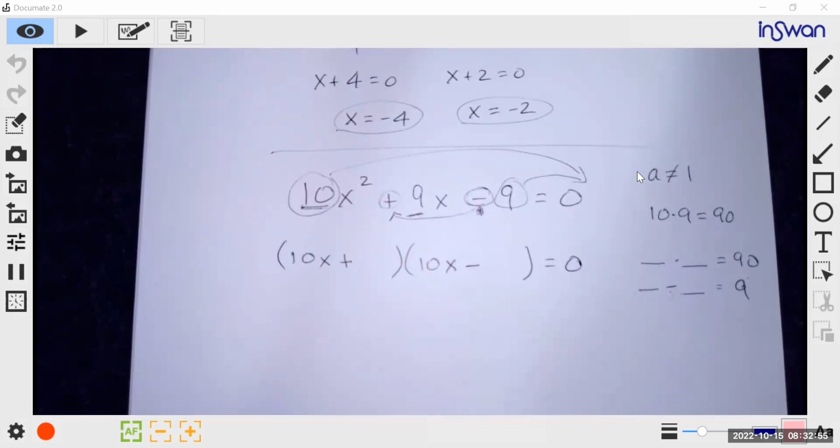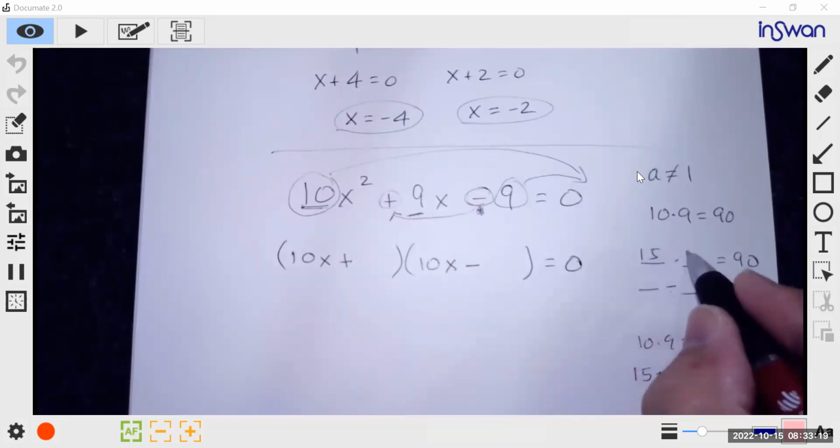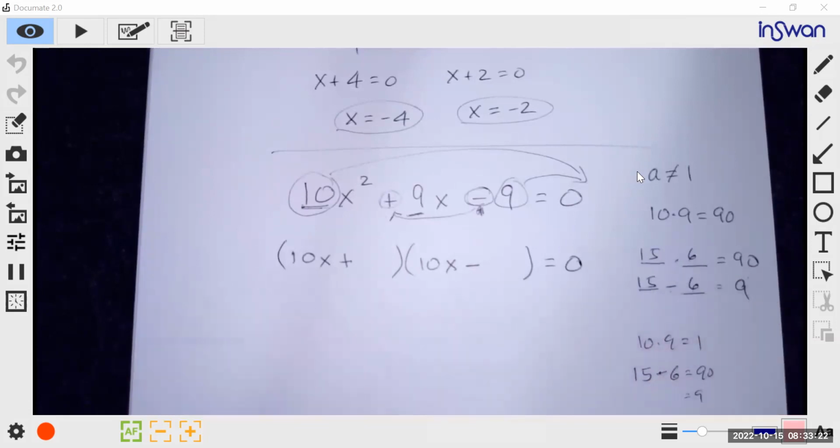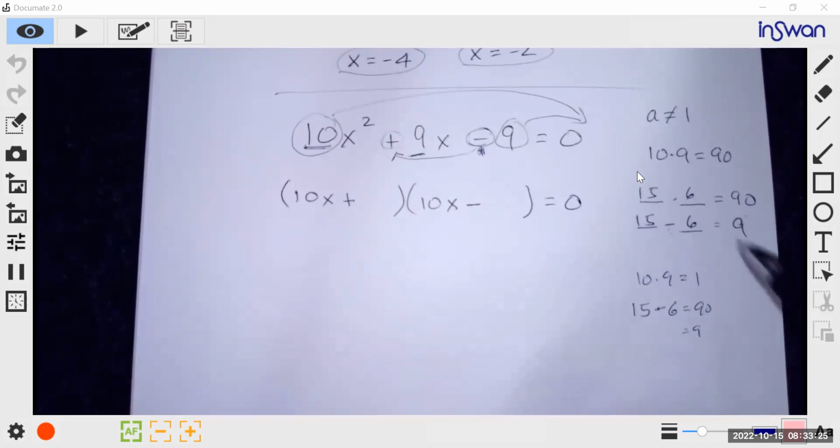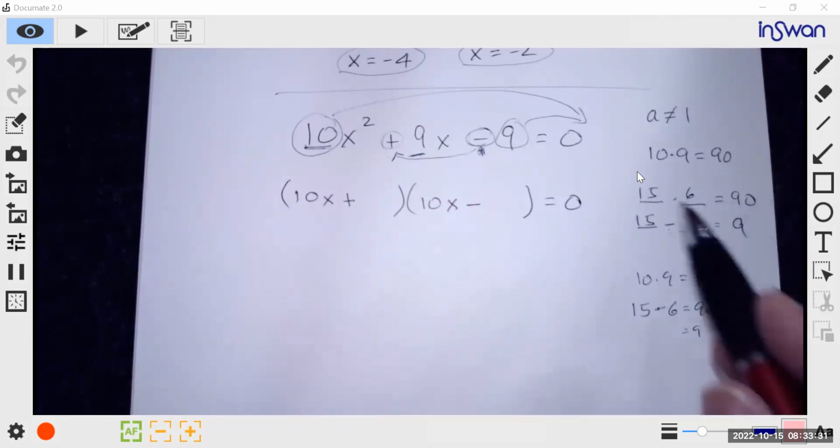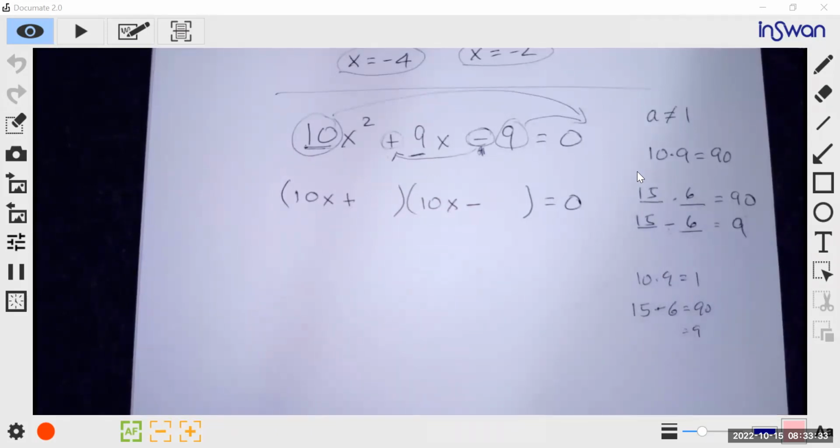This is the hardest part. So we have 10 times 9 equals 90, but 10 minus 9 is 1. That's not going to work. How about 15 times 6 is 90. 15 minus 6 is 9. That's the hardest part right there, is trying to figure out what two numbers fit in these boxes. 15 times 6 is 90. 15 minus 6 is 9.